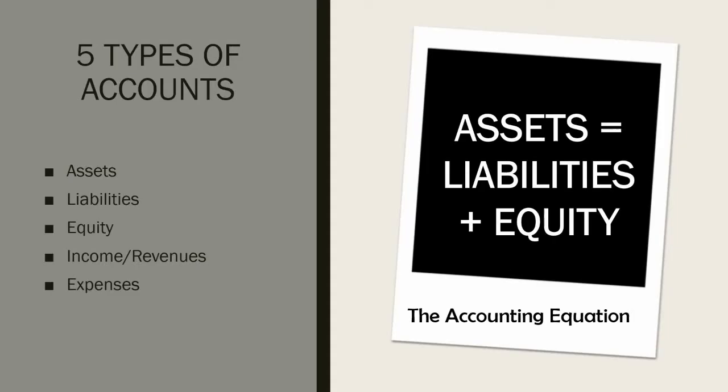Okay, so once again, I've mentioned the accounting equation. The accounting equation is that the total amount of everything that you own is equal to everything that you owe plus the value of your company. Okay, so once again, assets is everything that you own, right?